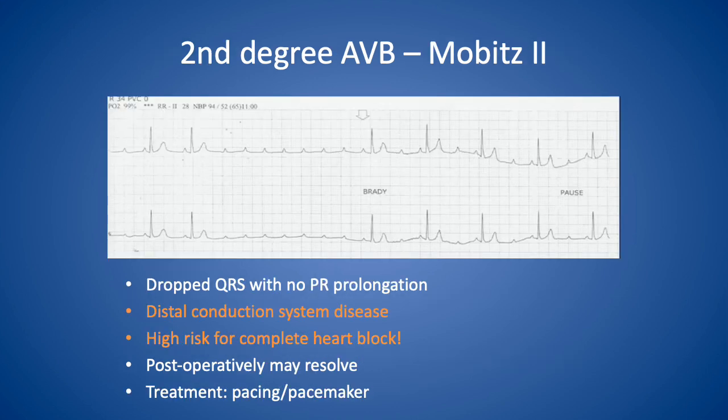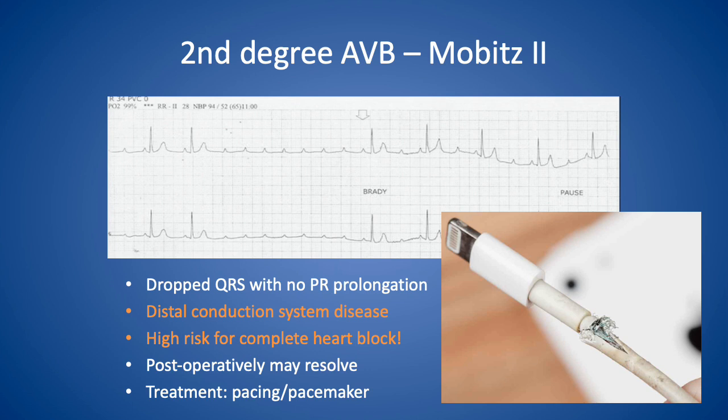Mobitz 2 AV block is a little bit more concerning because it reflects distal conduction system disease, and it has a high risk of developing complete heart block. What you see is typically dropped QRS with no PR prolongation, and they can occur in any part of the rhythm or successively, as you can see here, where you lose all QRS completely for a brief period of time, and then you start back up again.